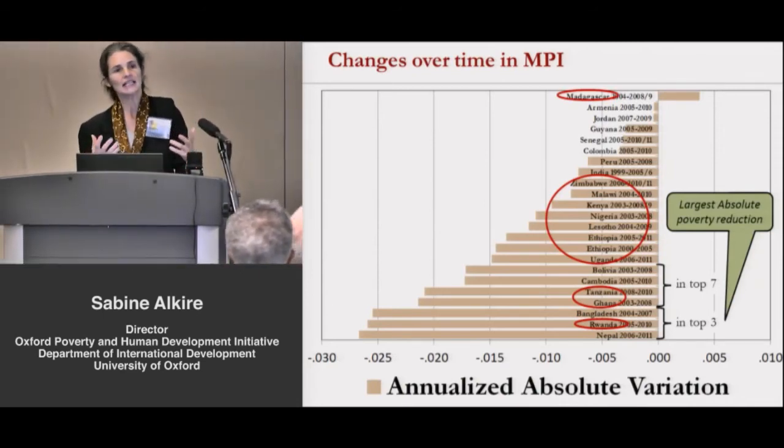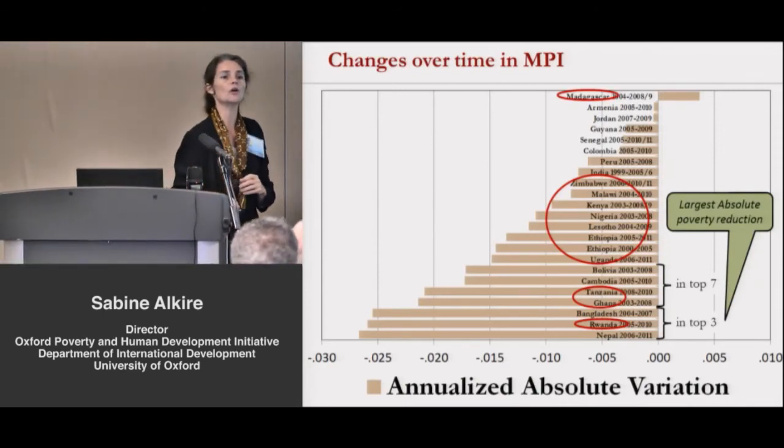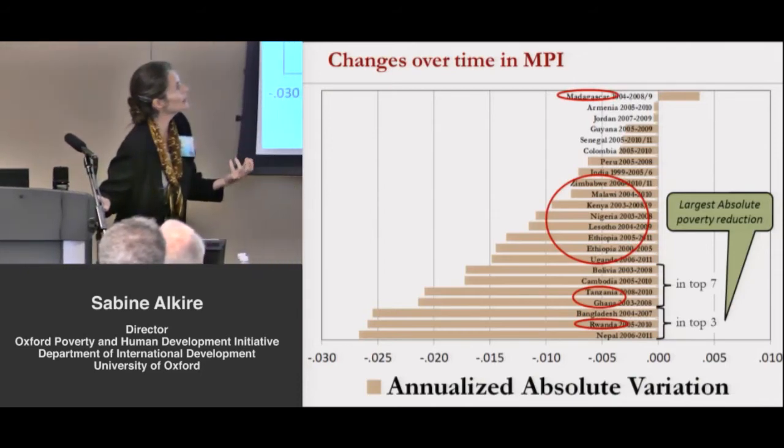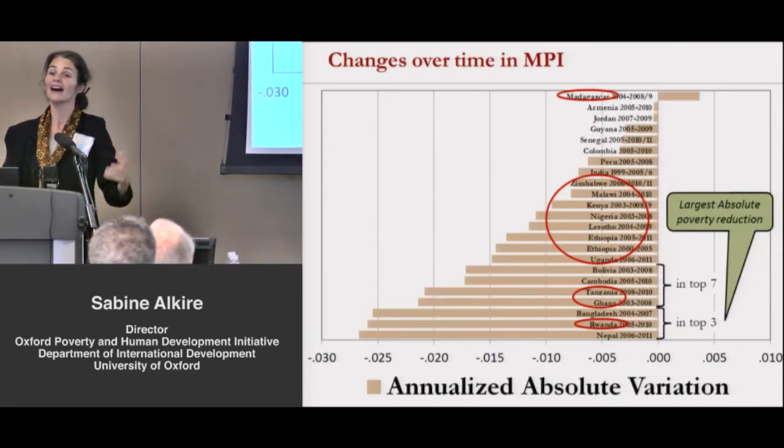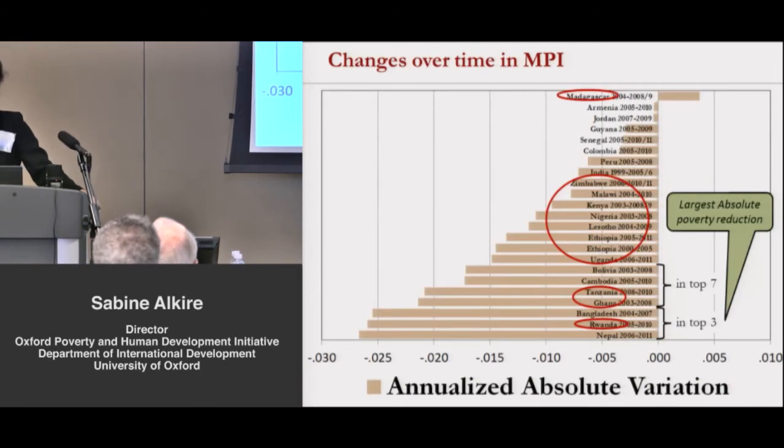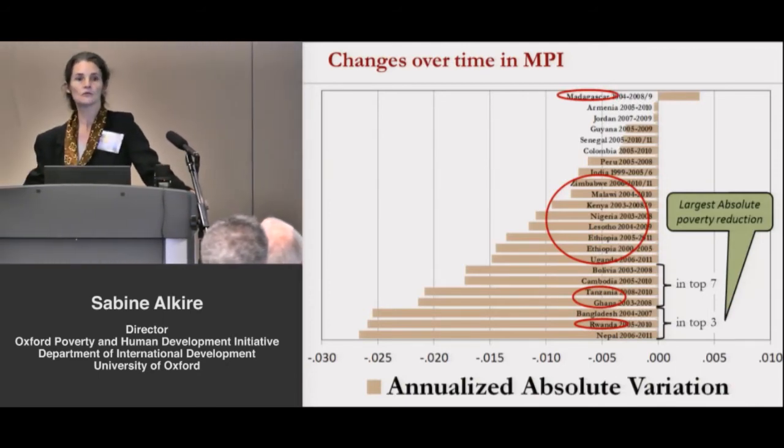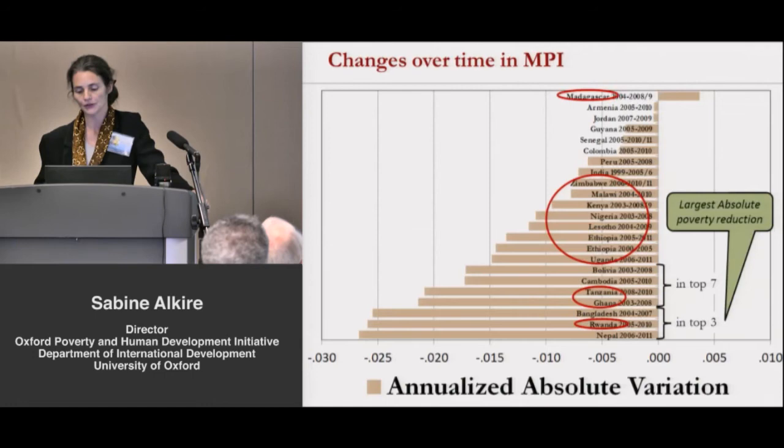Now, naturally, for countries with very low initial rates of poverty, such as Colombia, the absolute rate cannot be high. And so in that case, it's more appropriate to compare relative rates of reduction. We have those tables online.